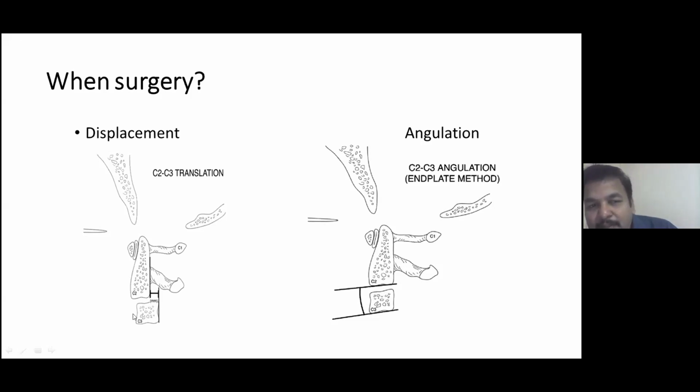That means the ligaments are no longer in a capacity to hold it stable. Same thing is true with the C2-3 angulation, where you draw a line from the inferior part of the end plates and try to measure the angulation. If the angle is more than 11 degrees, that means ligaments have failed. They're no longer in a capacity to hold the spine stable.